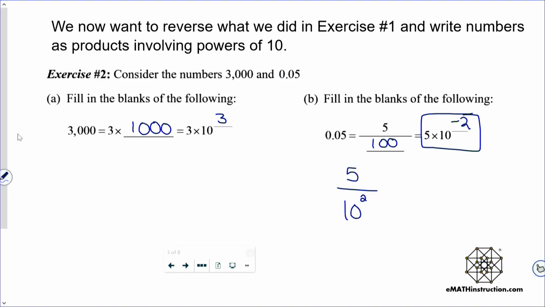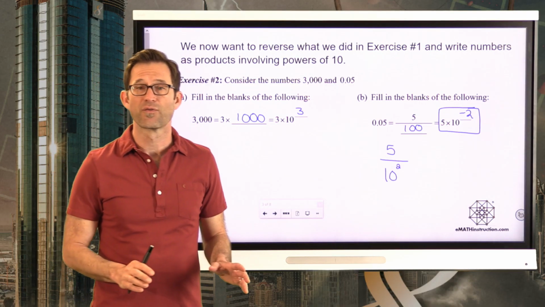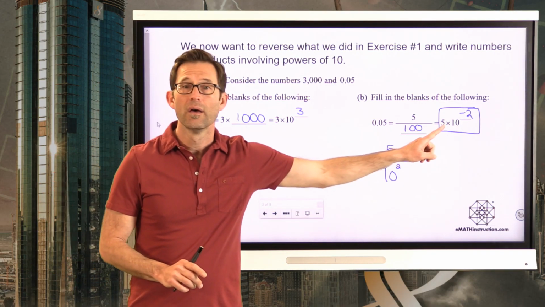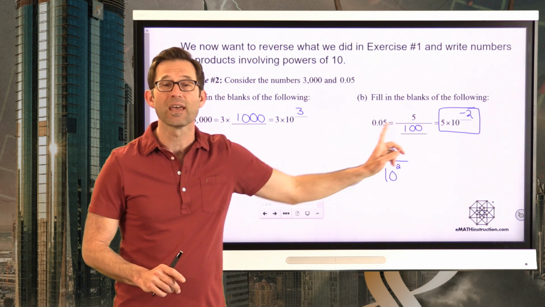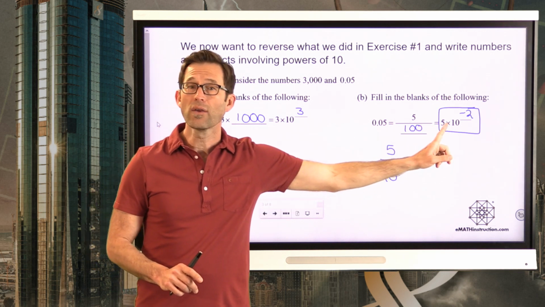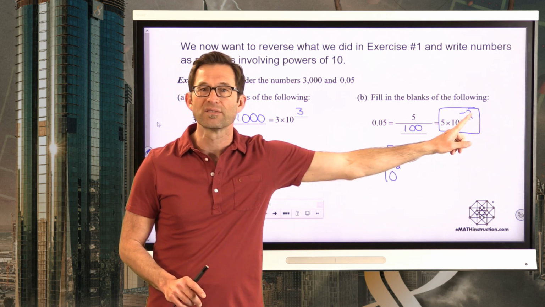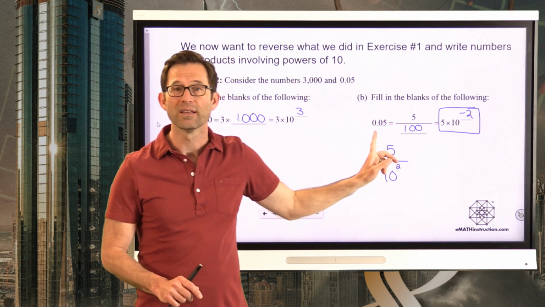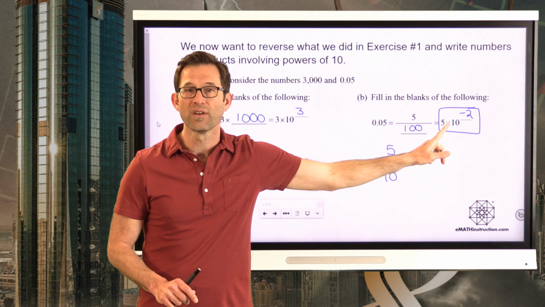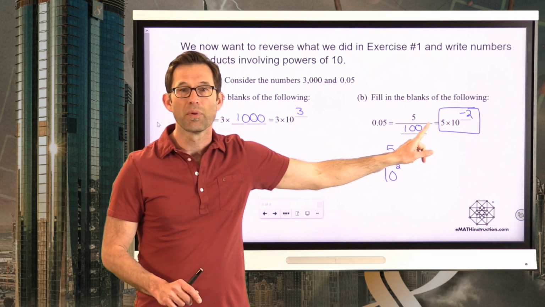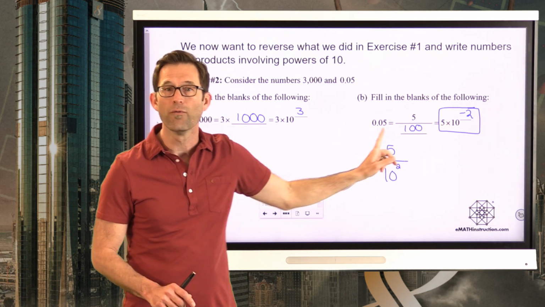And again, I want you to think about this for a second. Equality means these are the same things. So I could really check this answer by saying, if I was given 5 times 10 to the minus 2 and I wanted to write it as a decimal, what would I do? Well, I'd take the decimal and move it 2 places to the left and I'd have 0.05.